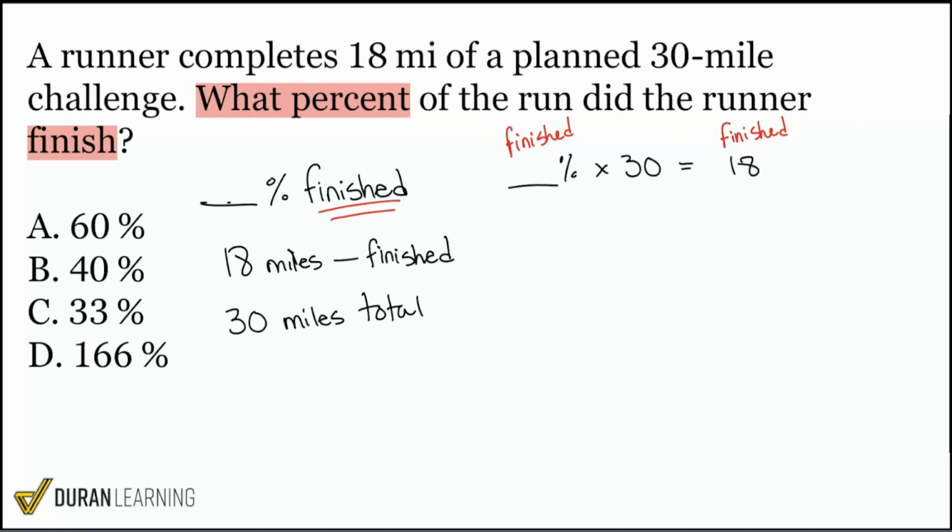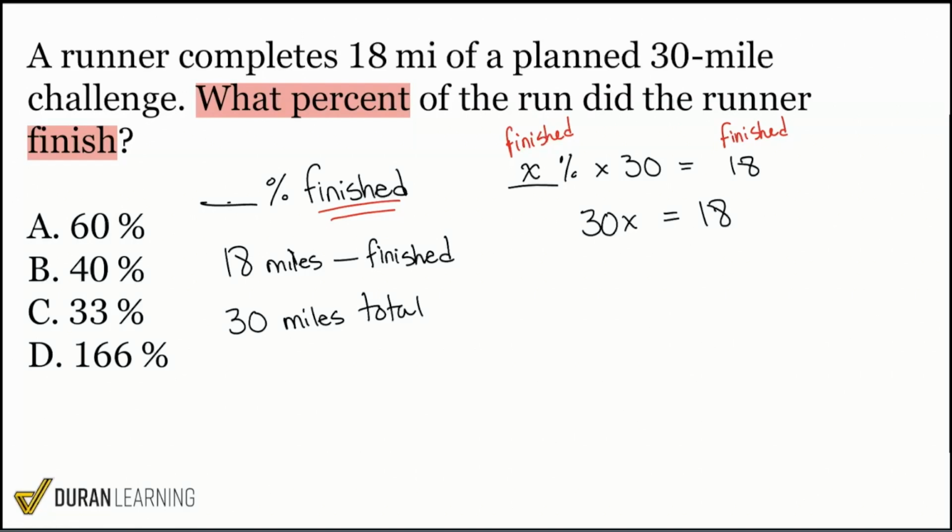So that's really the hardest part, before we get to the calculation, obviously. Just making sure you can contextualize what you see. So now that we've contextualized it, we can move forward to solving. I'll just put an X for that percent. And so what we have is 30 times X equals 18.